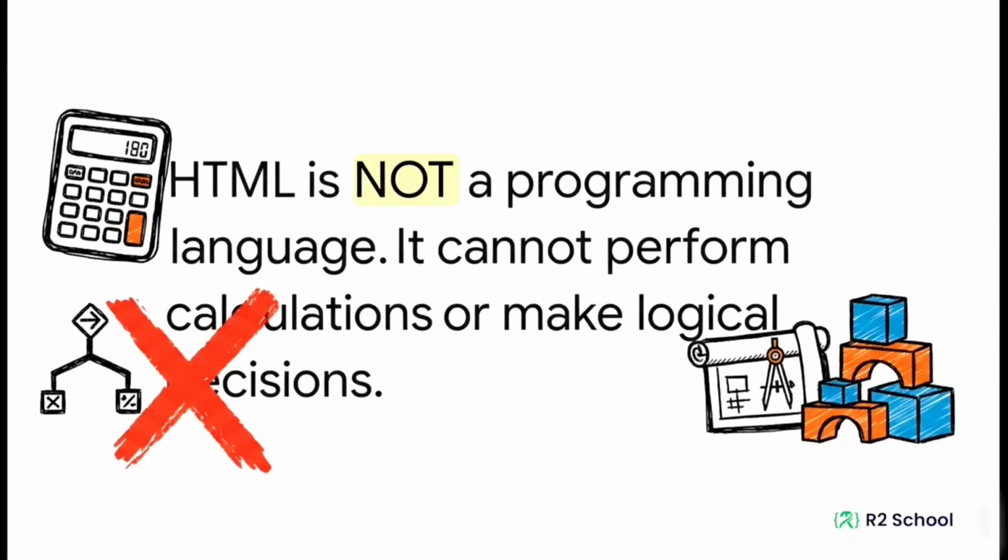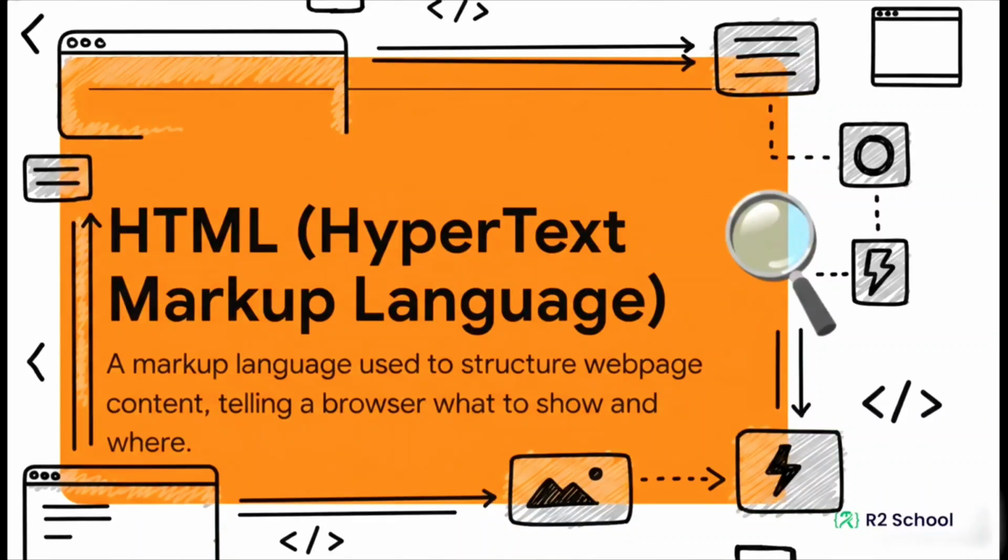HTML is not a programming language. It can't think, it can't do math, it can't make decisions. Its job is something else entirely. See, HTML is what's called a markup language, and its entire purpose in life is to take raw content, text, images, links, and just give it some structure.